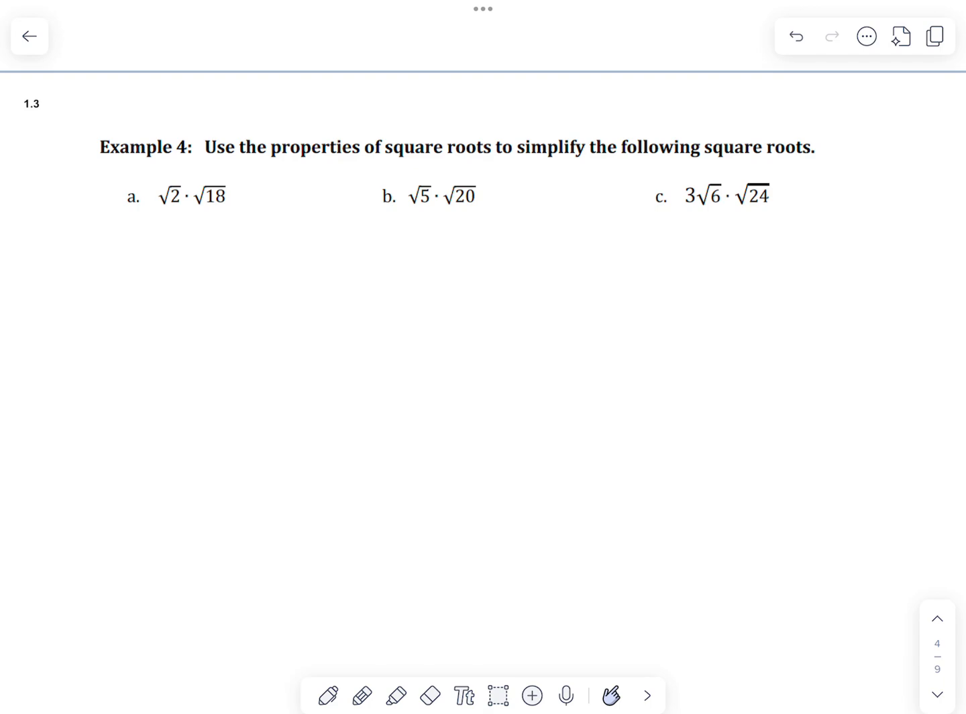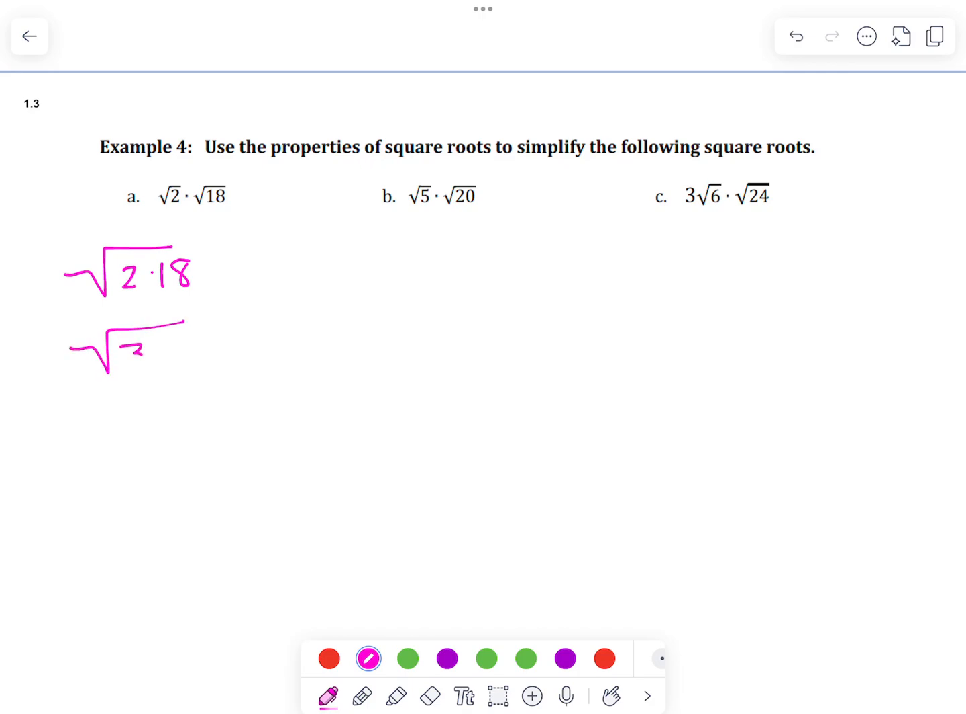More properties. Now we're going to go ahead and use our product property, and we're going to combine 2 times the square root of 18. So we get 2 times 18. And we multiply 2 times 18, and we get 36. And the square root of 36 is 6.